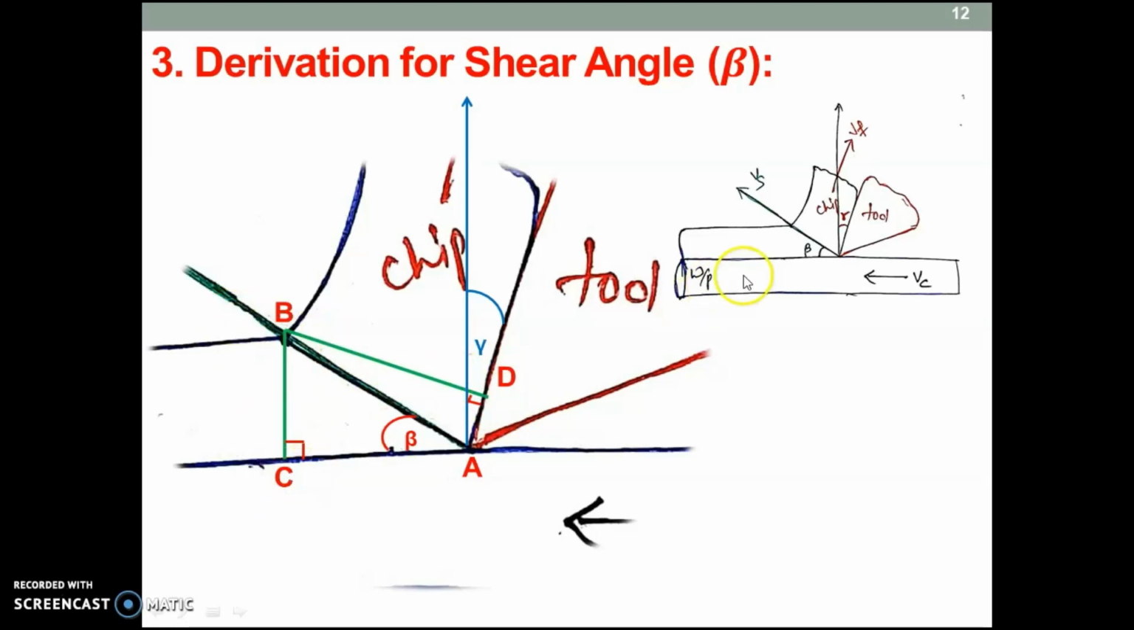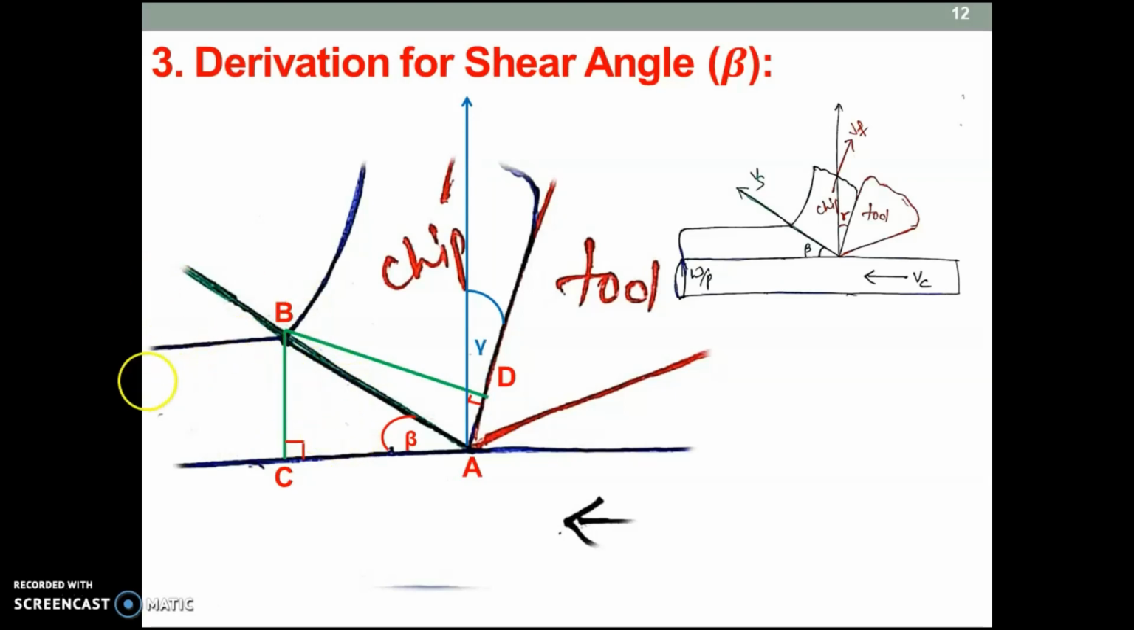What is C? C is a point on this machined surface, or the surface to be machined. So from here to here, that is BC. And D is a point on the rake surface. So from B to D, this is the rake surface. D is on the rake surface of the tool. So BD and BC are the two lines we have drawn from point B.